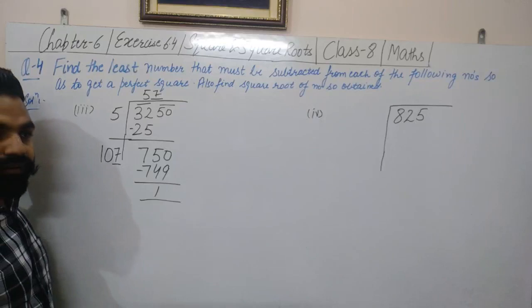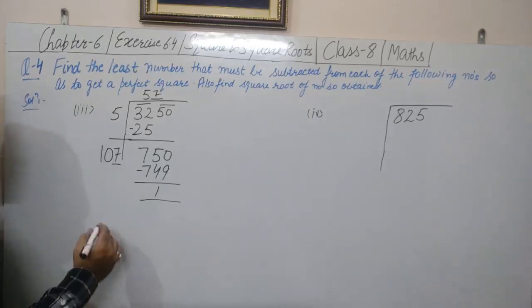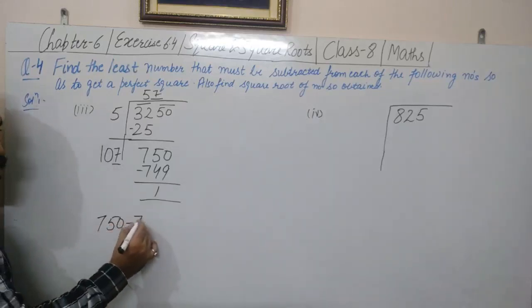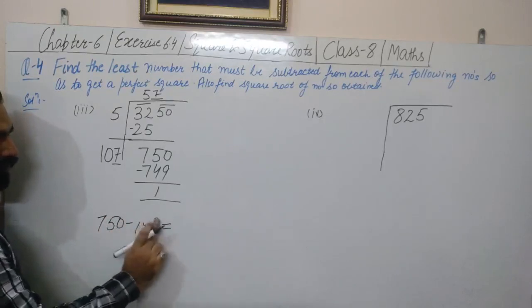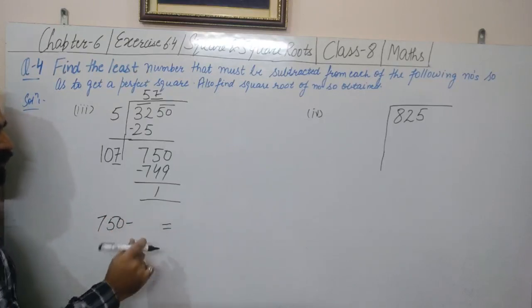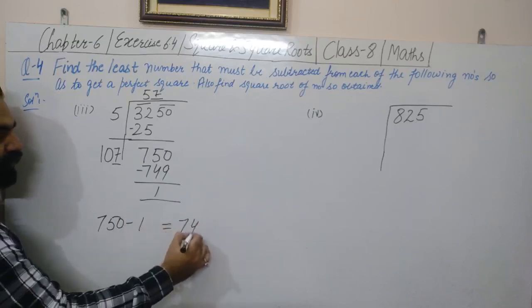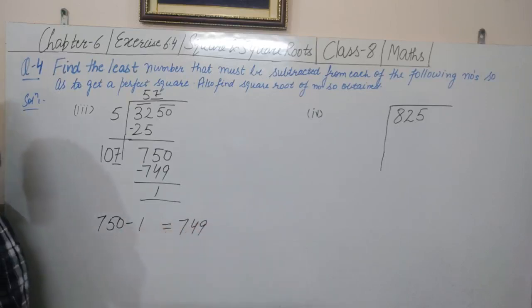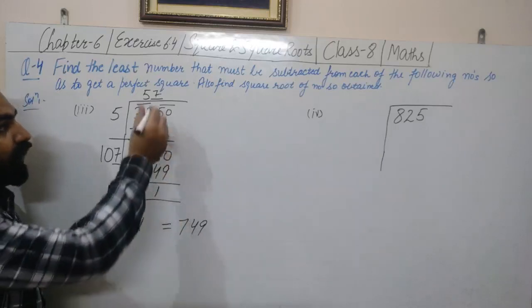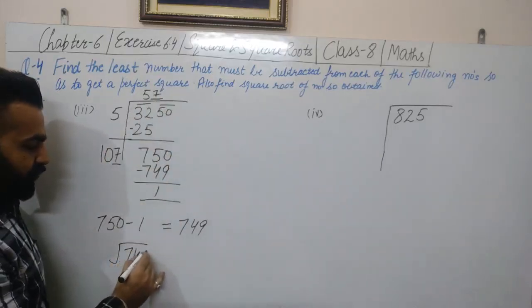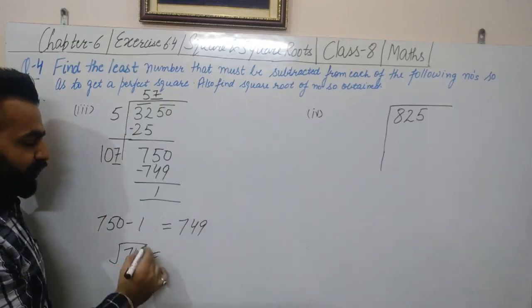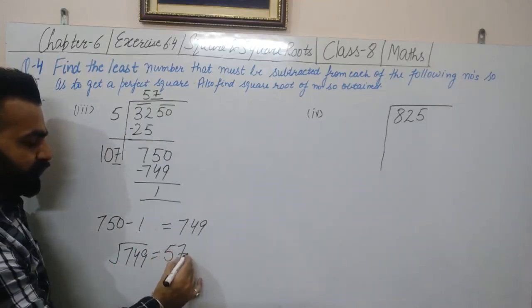Since we cannot do the further division, we will subtract the remainder. 750 minus 1 will be equal to 749, and this is our new number, and the number which is in the quotient will be the square root of this number. So root 749 is equal to 57.